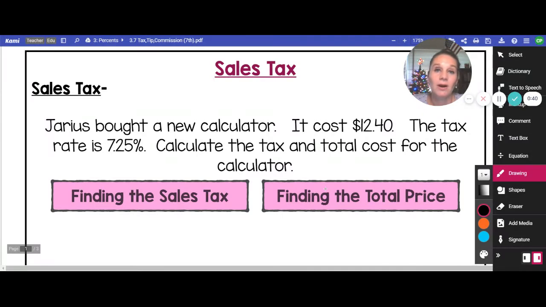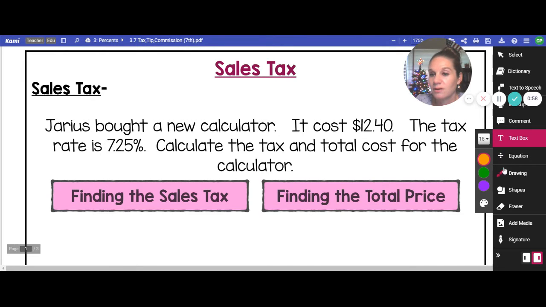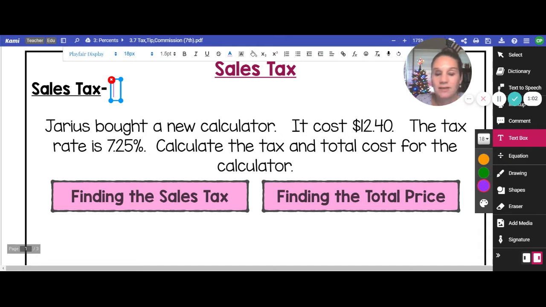So for this one, we are going to be using the is over of proportion, or the part over the whole, in order to solve these, is equal to the percent over 100. And actually, before we go too far, let's get the definition of sales tax in here. So I'm just going to open up my text. And the definition of sales tax is a percent that's added to goods when you purchase them.